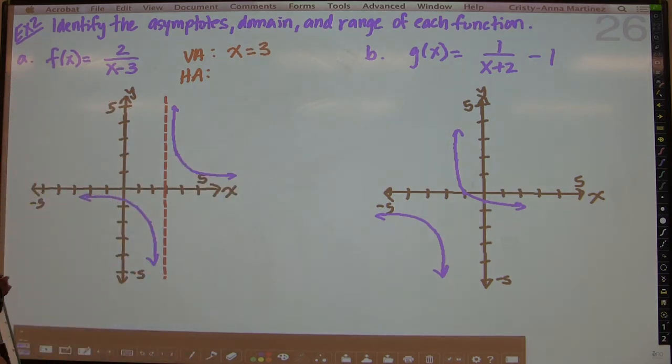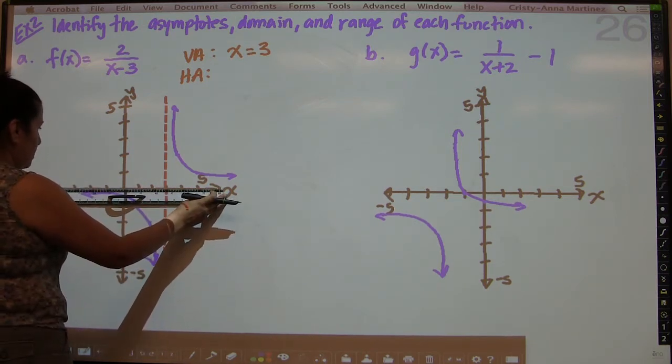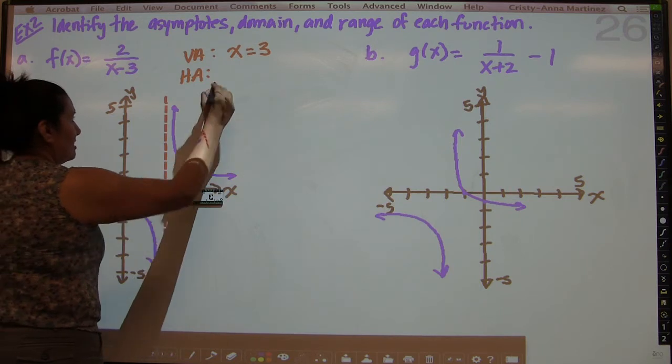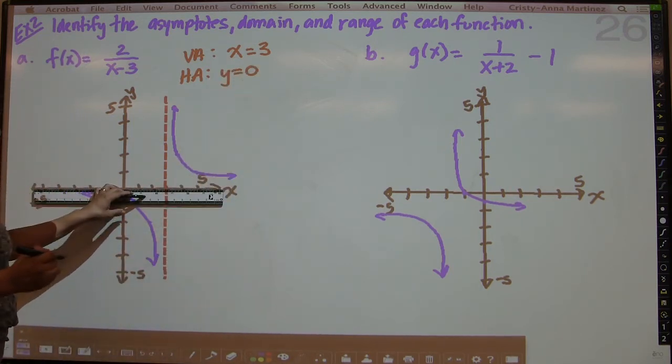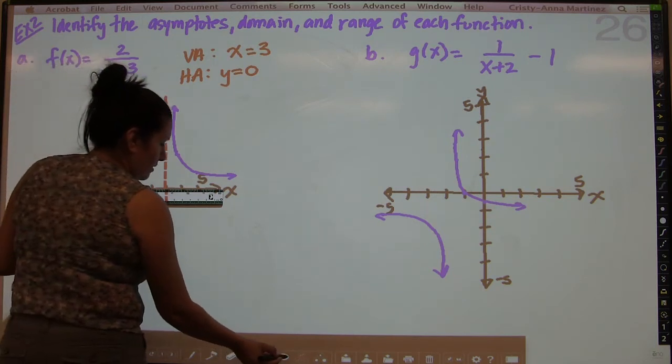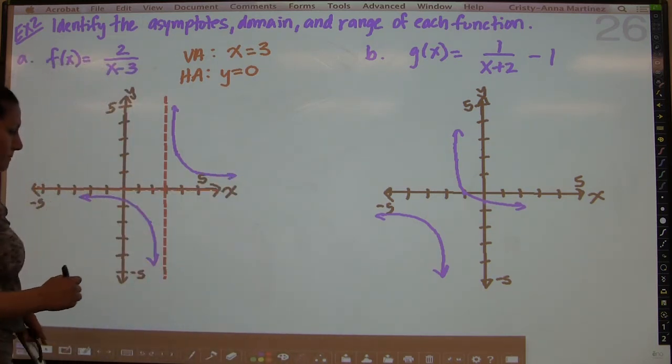Our horizontal asymptote is going to look like it's still the x-axis. The graph has not been shifted at all, so it's still the x-axis. So that's going to be y equals 0. The other piece of information they're asking us to find, also going to draw in here your horizontal asymptote as well.